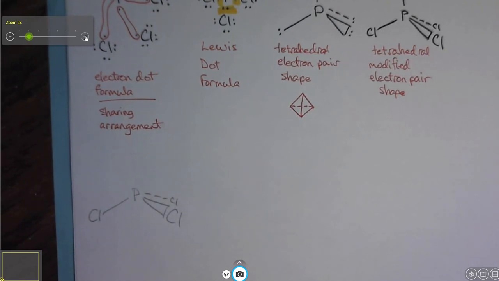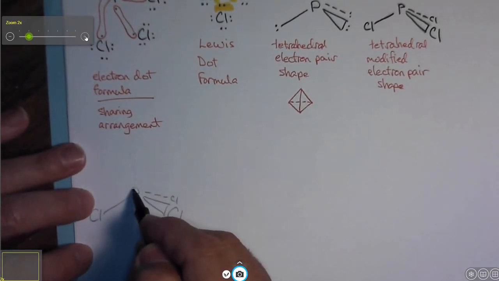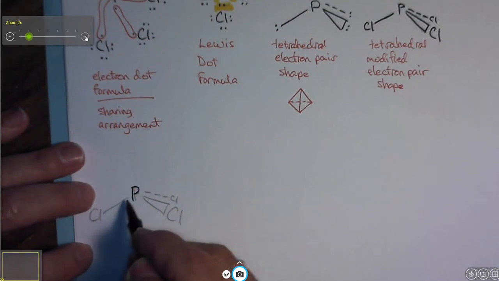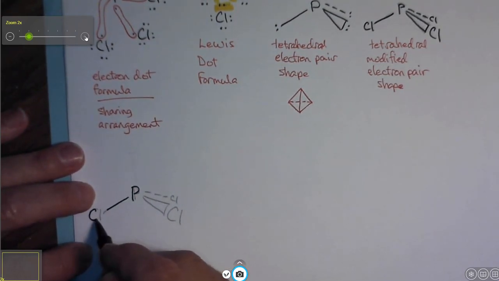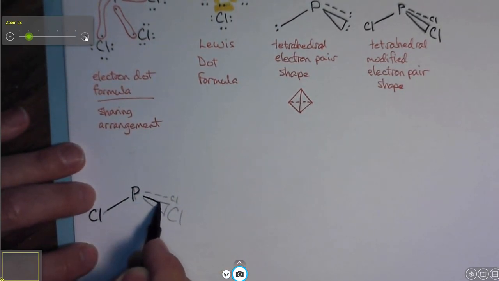And if you need help, you can just email me and say, where do I find this stuff? And I can tell you where to find it. Okay? So here's the shape we have. This is now the molecular shape because now we've gotten rid of all the lone pairs.